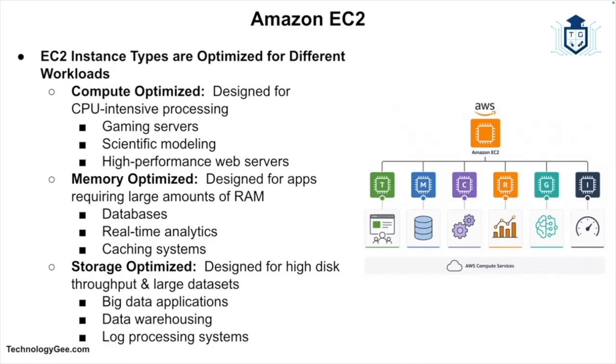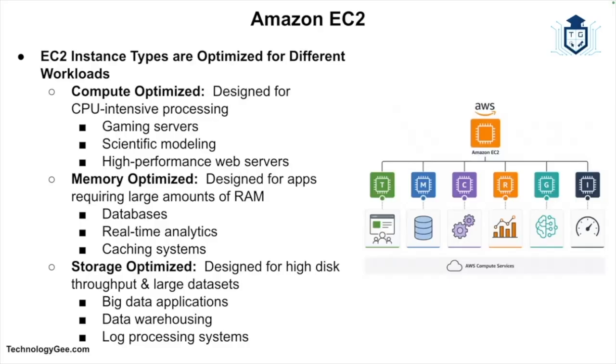And then there's memory optimized instances, which are built for workloads that require large amounts of RAM. These are perfect for databases, real-time analytics, and caching systems. So if your bottleneck is memory instead of CPU, then this is what you would choose. And then you have storage optimized instances, which are designed for high disk throughput and large data sets.